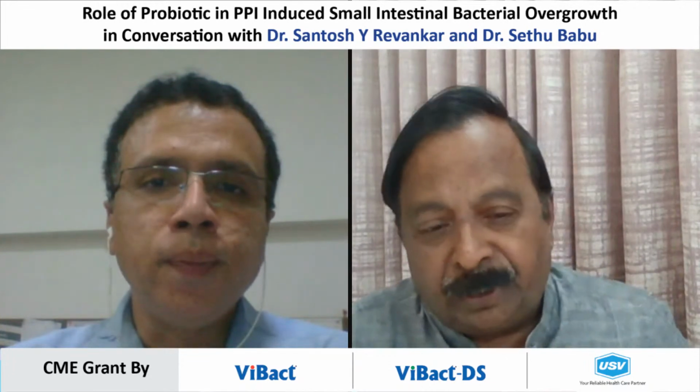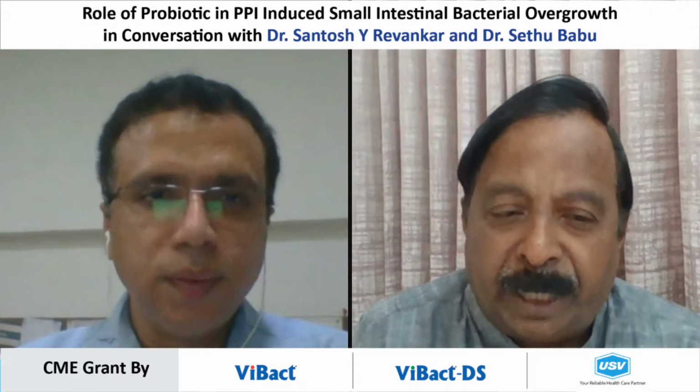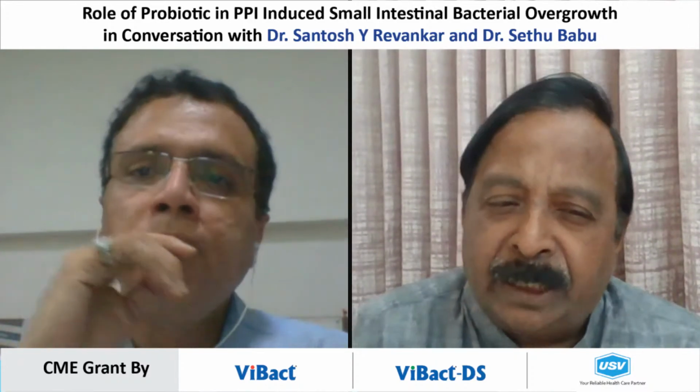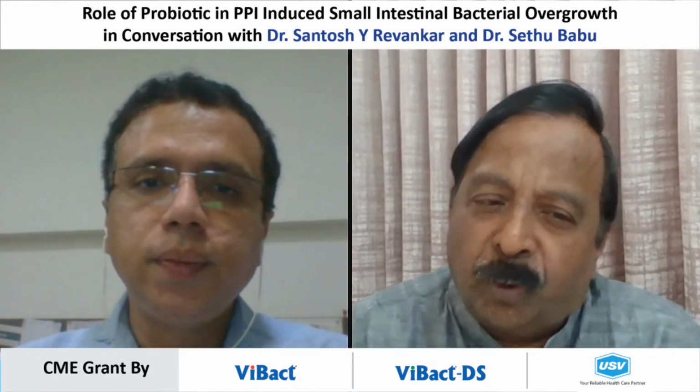Interestingly, I think the best example would be, suppose somebody takes a PPI. The gastric pH is normally around 1.8 or 2, and the moment you give a PPI, it rises to 4 and 5.